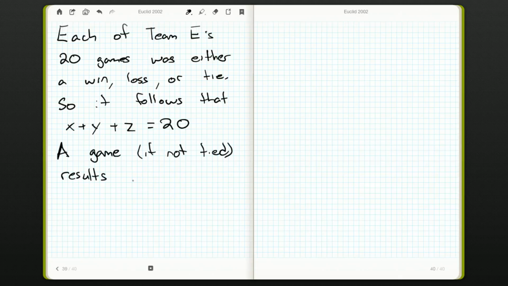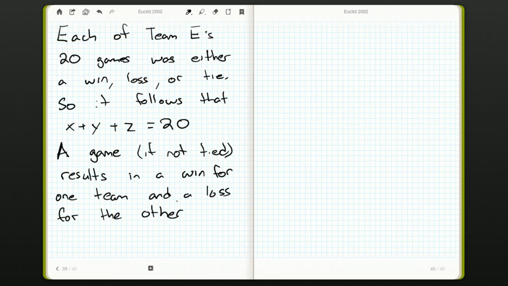So a game, if it's not tied, results in a win for one team and a loss for the other. You can't have win-win. You have to have win-loss. You can't have loss-loss. The only thing you can have double of is tie. You can have both teams tie.